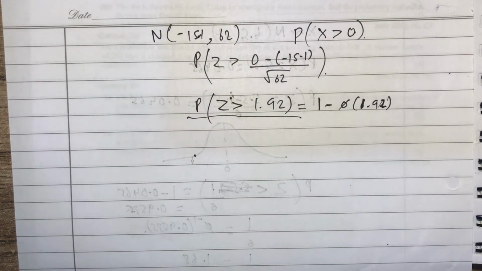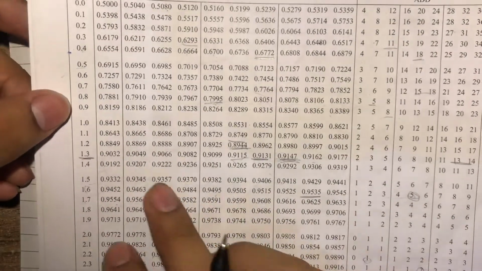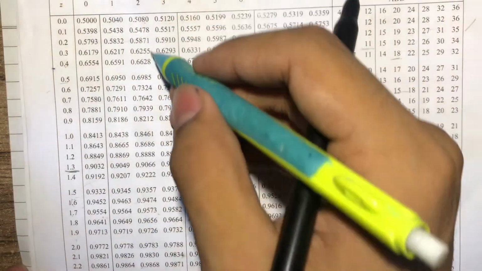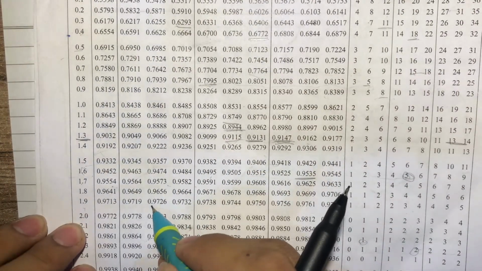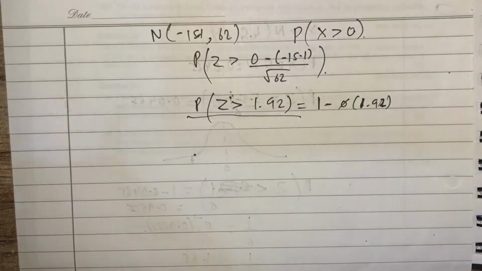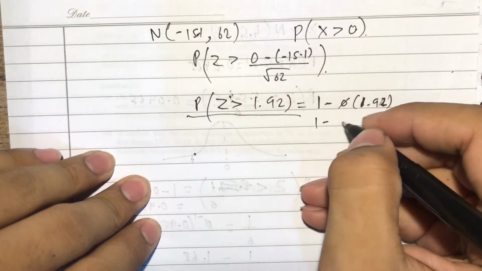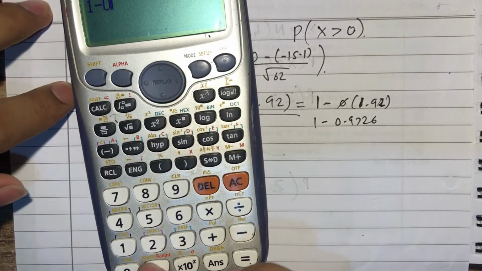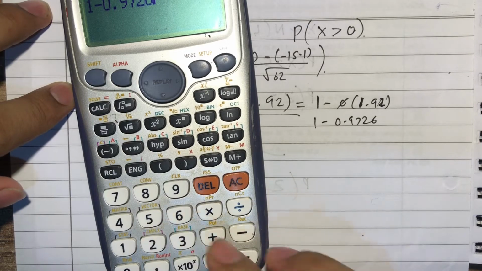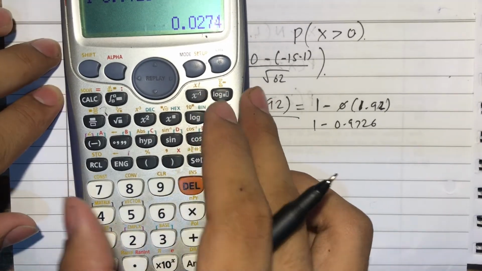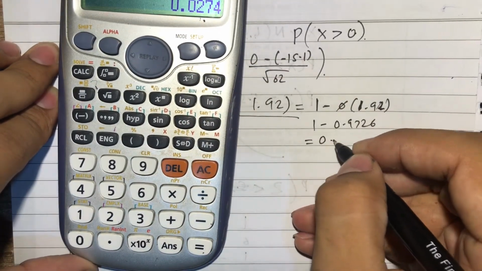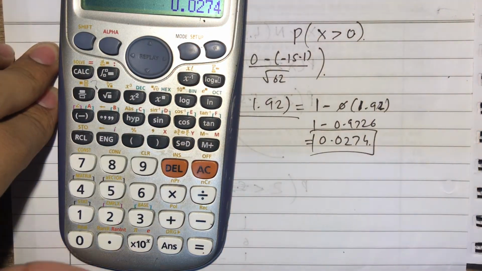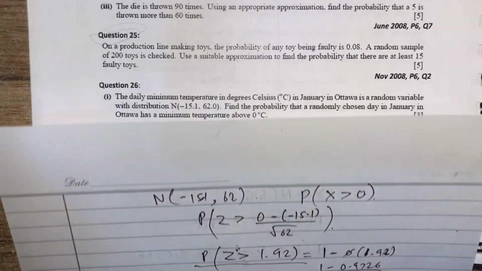So phi of 1.92, 1.9 is over here. This is the column for 2, so 0.9726. 1 minus 0.9726 is 0.0274. This was the first part.